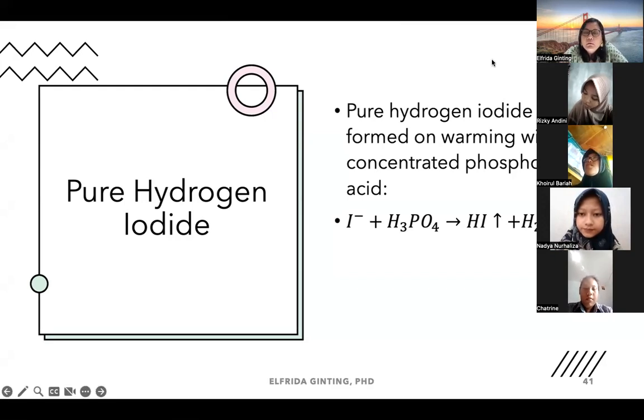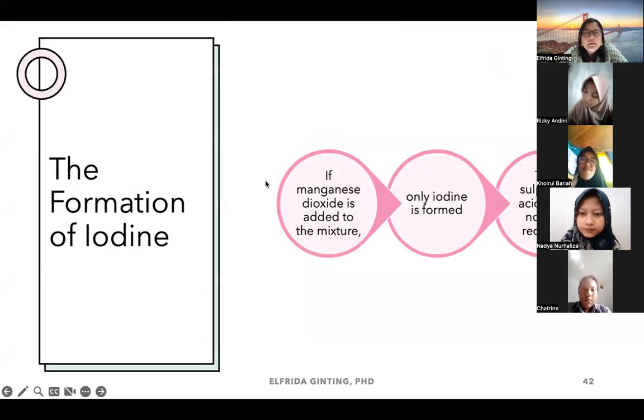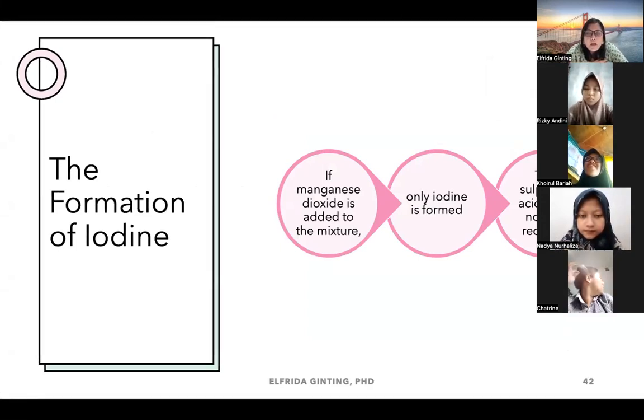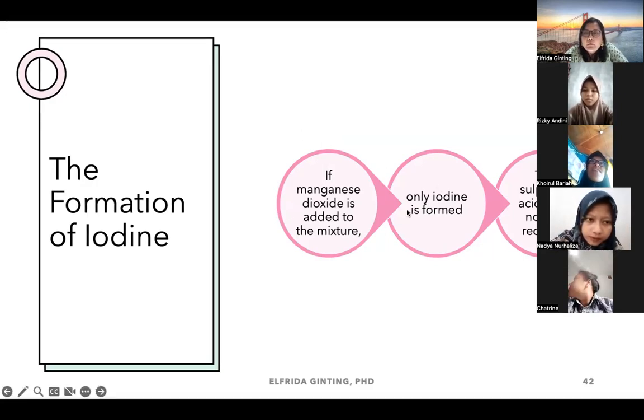Okay, now next, if we mix manganese dioxide without acid, only manganese... if we mix manganese dioxide, sulfuric acid, and iodide, only iodine will be formed. And then the sulfuric acid will not be reduced.